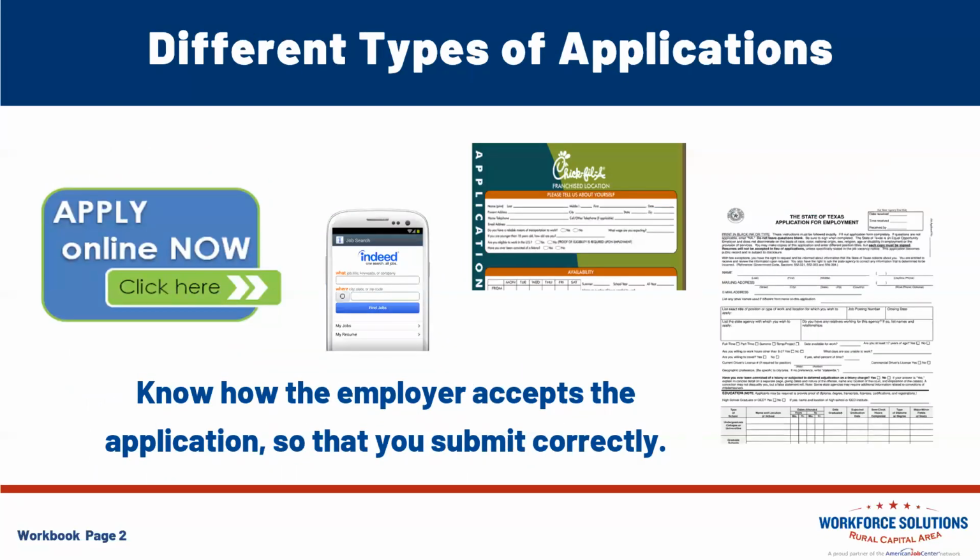So there are different kinds of applications, and you want to be sure that you're submitting the way the employer is accepting it. That way you know they got it. You can apply with online applications. Some have phone apps that you could submit. A paper application is still being accepted by some employers. And then, of course, the state of Texas application.